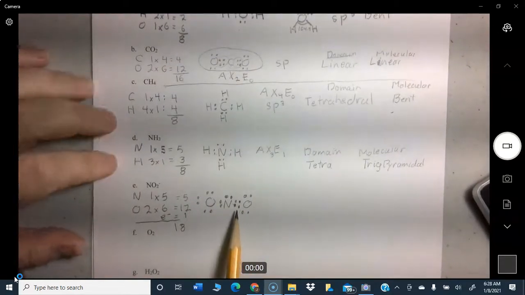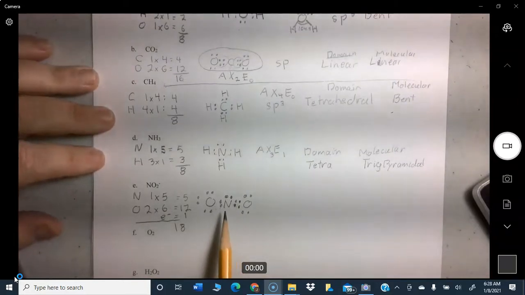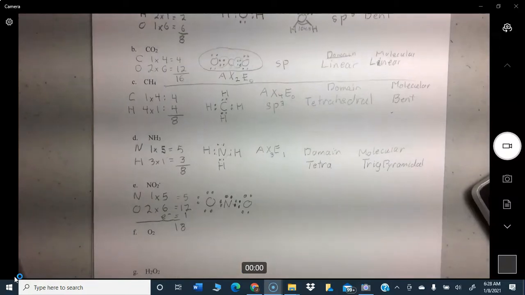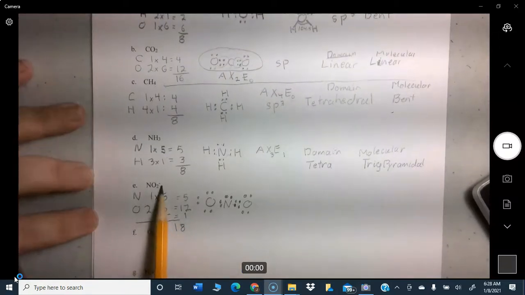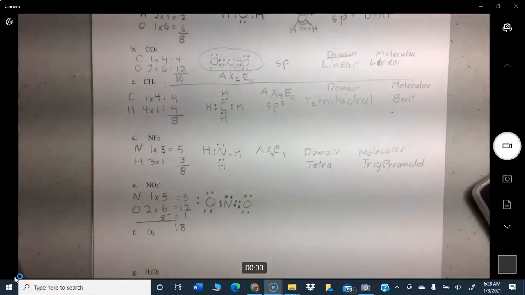Again, this would be a resonance structure because the double bond could have been put over here. That would be the same molecule. That's a resonance structure for that. The minus sign means that it's negatively charged. That means there's an extra electron. So you added an extra electron right there.